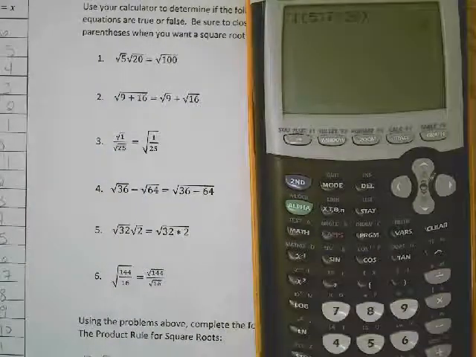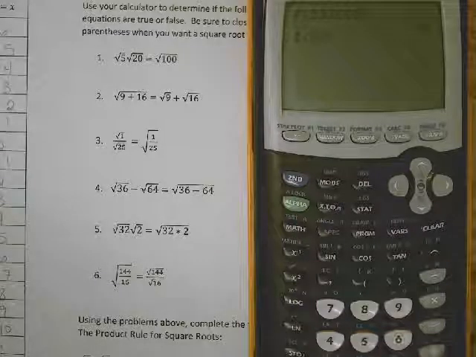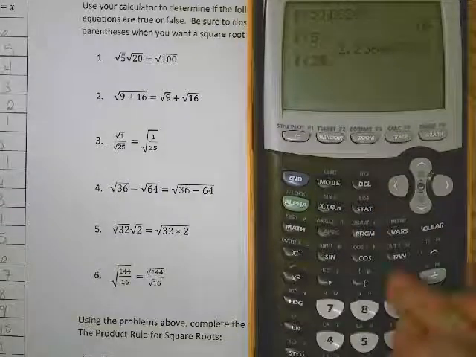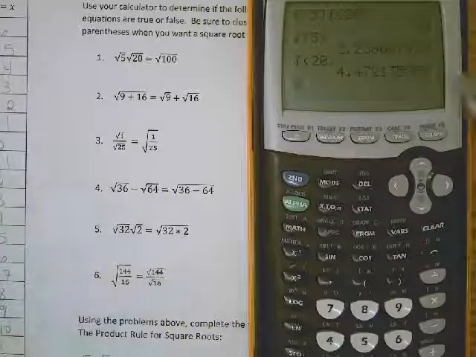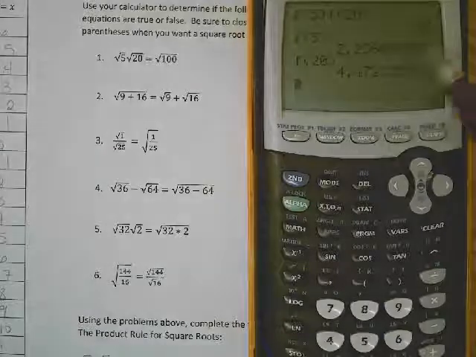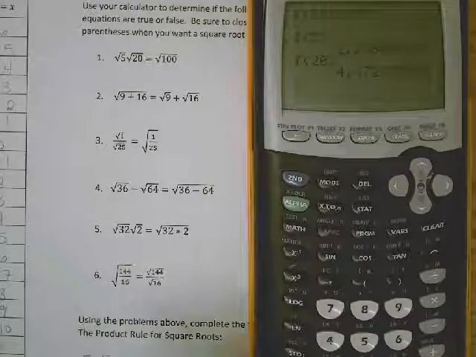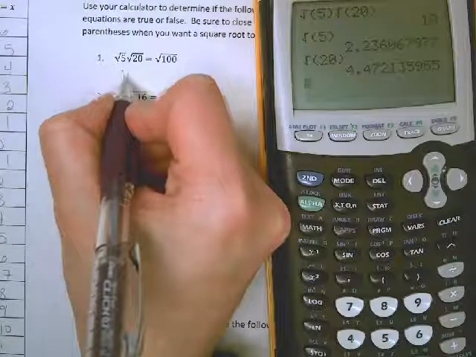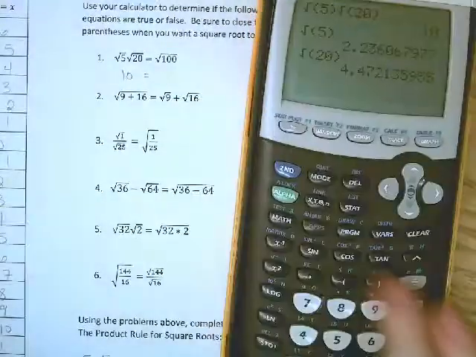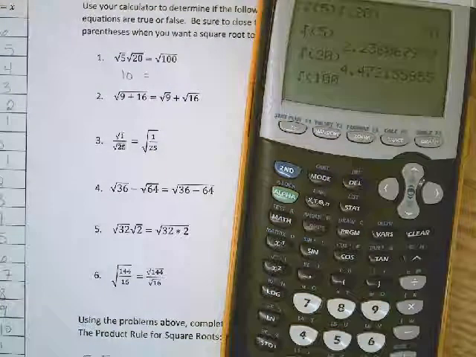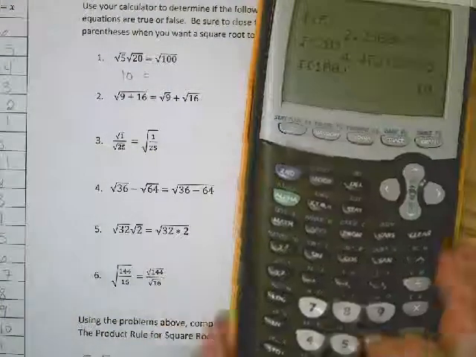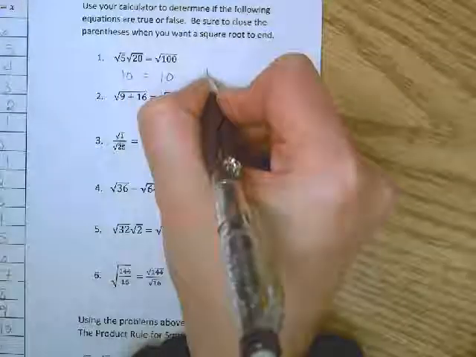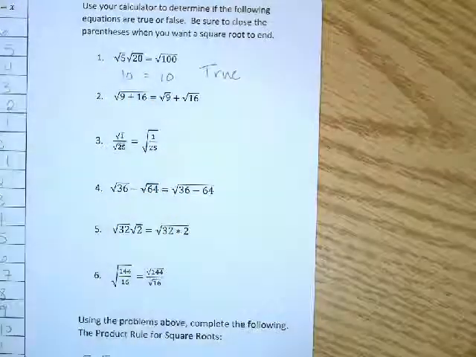Now, if I try to do this separately and I do square root of 5, I'm not going to get a whole number. If I do the square root of 20, I'm not going to get a whole number. So it's when these two things are multiplied that I get a whole number. So the square root of 5 times the square root of 20 is 10. Square root of 100, close my parentheses, is also 10. So this particular statement, we're trying to figure out if these statements are true or false, is true.